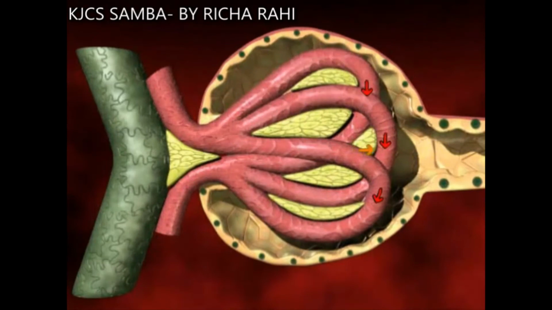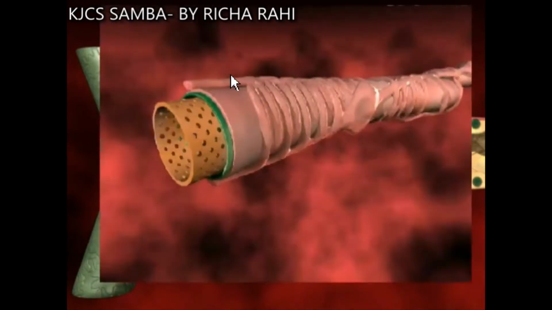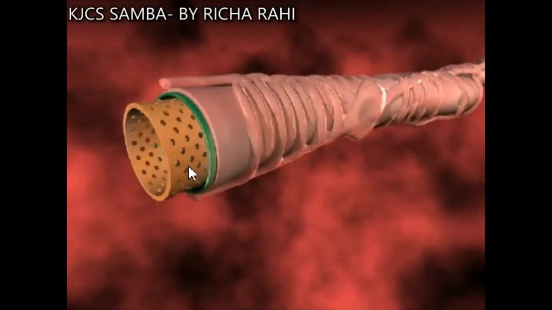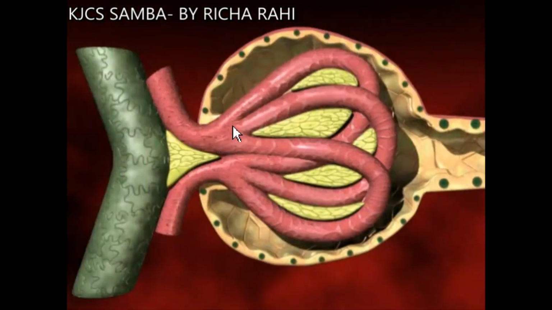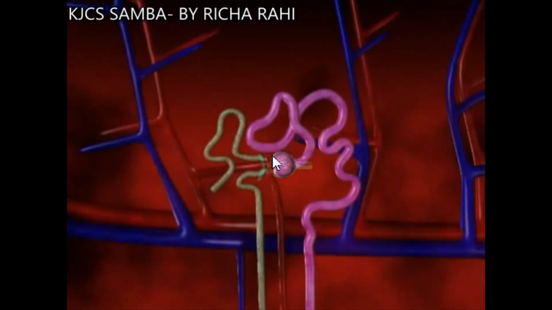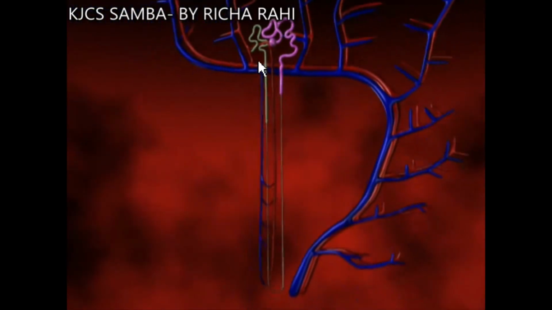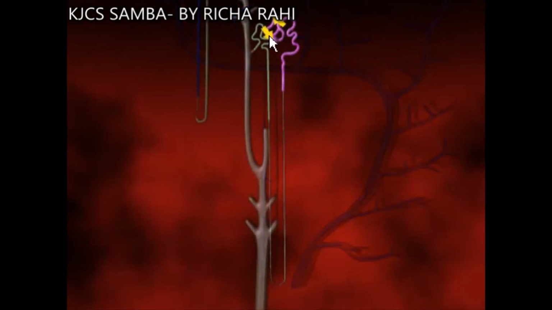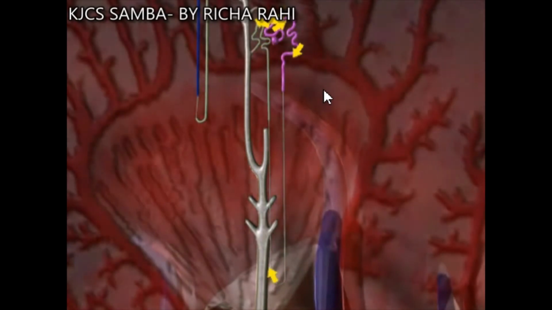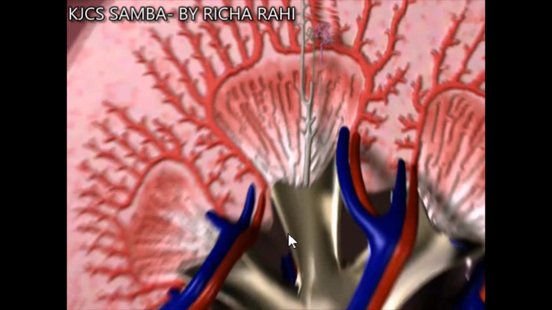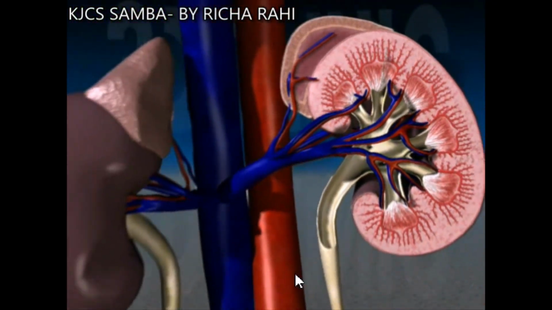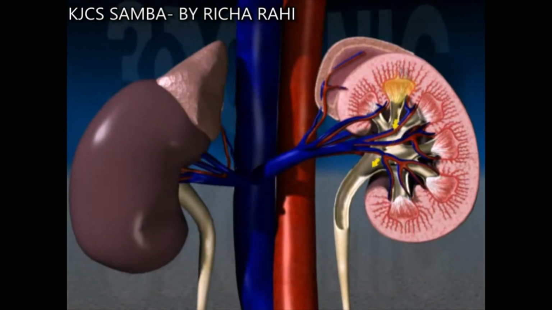So this is basically a cup-like structure, Bowman's capsule. Inside the Bowman capsule, these are the slit pores. The slit pores basically filtrate the blood. This kind of structure will filtrate the blood, and after the filtration, the blood will flow out, and the filtrate will flow out through the ureters.